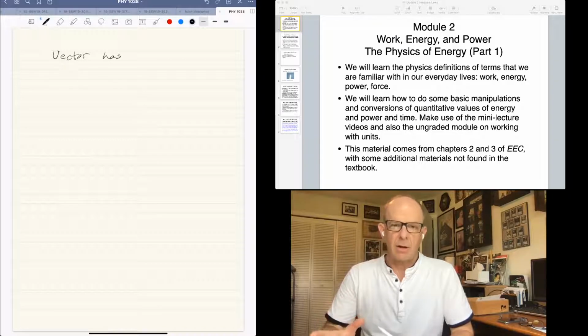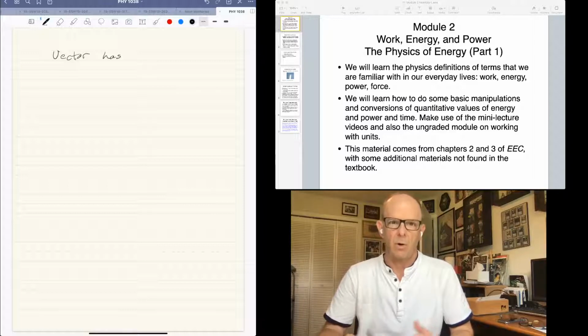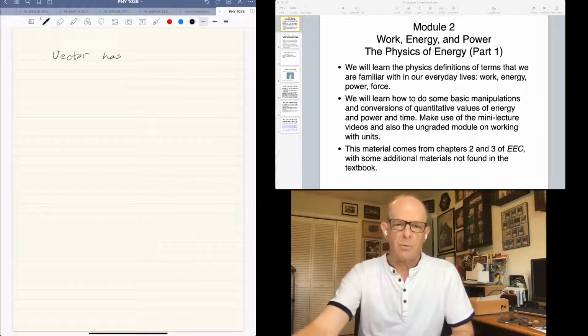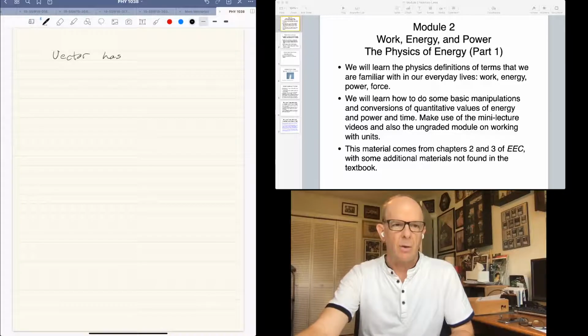But we have to know the technical definitions in order to understand what's going on when we're later going to be talking about things like how does a windmill work, or how do I get energy from water going through a dam. So we're going to learn those technical definitions, and then over the course of the module, we're going to learn how they interact with each other and how to do some simple quantitative problem solving with those.